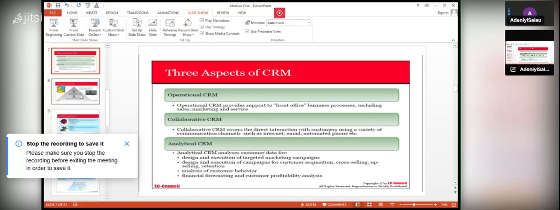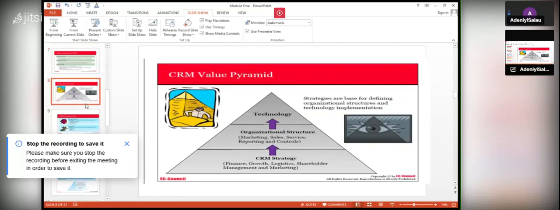So now let's talk about the CRM value pyramid, which are steps that you have to follow when you are implementing CRM. The first thing is that you start with strategy. You must have a strategy in place, you must have a blueprint in place. For each of your departments, for example finance, marketing, sales, customer service, shareholders, and so on, you have to have a strategy that you want to follow, a blueprint in order to make sure that everybody works together for the success of the CRM project. That is what we call strategy.